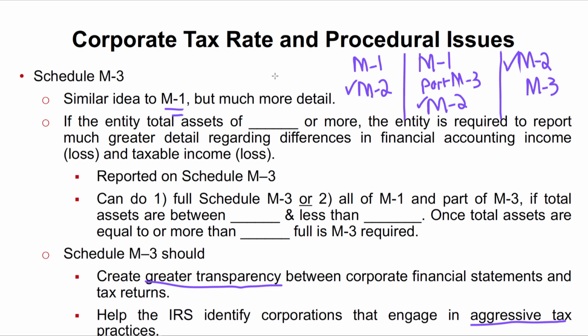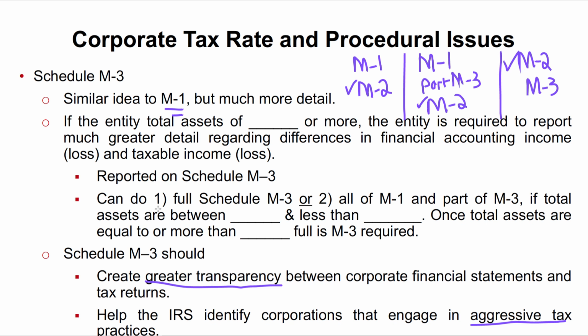If the entity has total assets of $10 million or more, so at the time of this video, $10 million or more, that's the first line right here. The entity is required to report much greater detail and do the M3. We have to report the Schedule M3. Now, here's where this situation makes a difference.